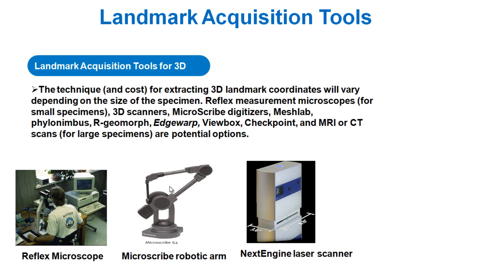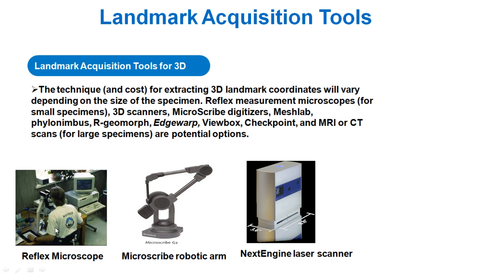Okay, and they are based on techniques and cost for extracting 3D landmark coordinates, which vary depending on the size of the specimen. We have reflex measurement microscope for small specimens, and we have 3D scanners, microscope digitizer, MeshLab, Philolimbus, RGeomorph, HeadWarp, Viewbox, Checkpoint, and MRI or CT scans for large specimens. They are all potential options. Okay, you can see a sample of a reflex microscope here, a sample of a microscope robotic arm here, a sample of a next gen laser scanner.